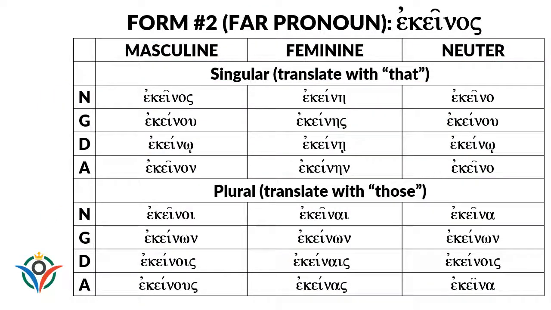Let us now take a look at the second Greek demonstrative pronoun, which is ekainos, and this is our far pronoun. So the singular forms we're going to translate with that, and the plural forms we're going to translate with those as the English equivalents. Now, ekainos has the same endings as hutos. The only big difference is the stem is quite different. So we have ekain as the stem.